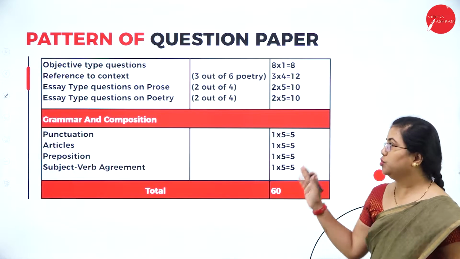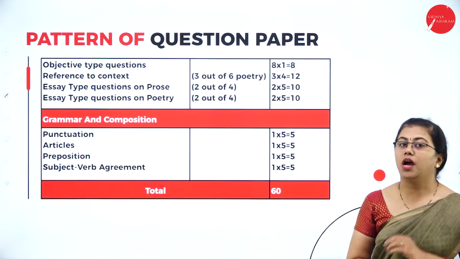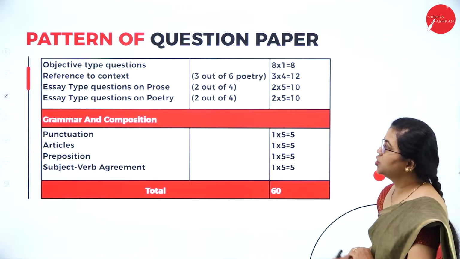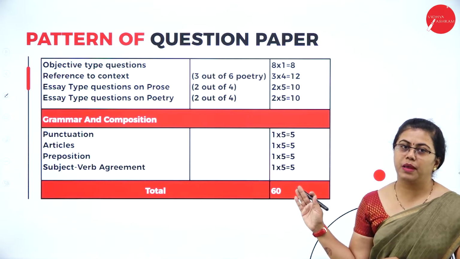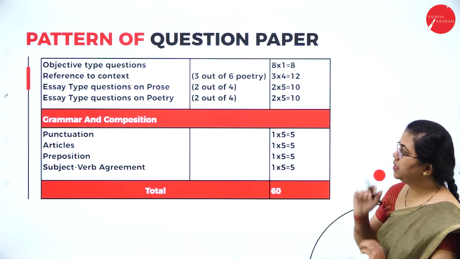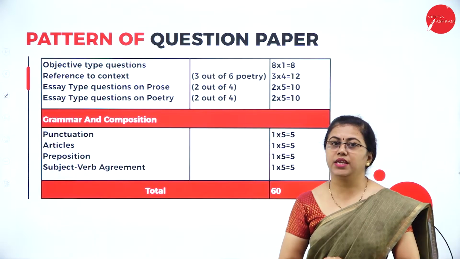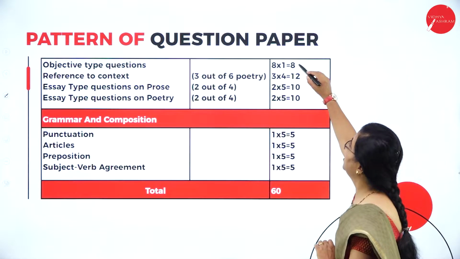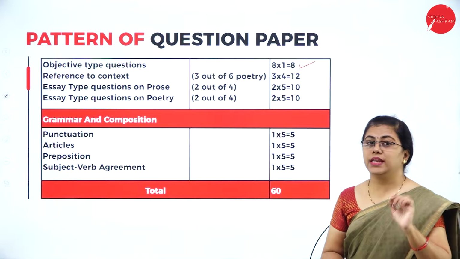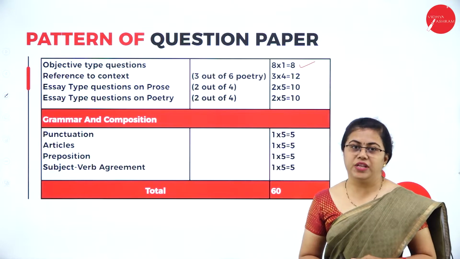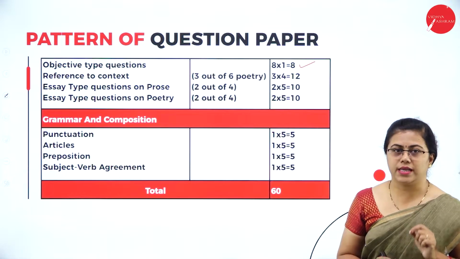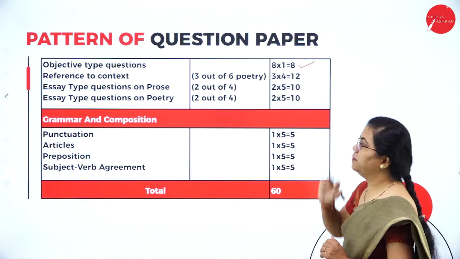Coming to the question paper pattern. How will your question paper look like? This is the pattern in which your question paper is set. First thing is, you will have objective type questions wherein you will have to answer any 8 questions out of 15 questions. This will be for 1 mark each, and this will be for 8 marks.